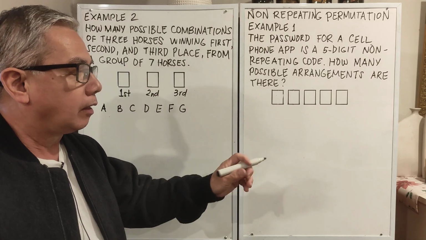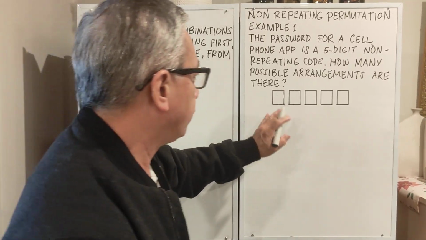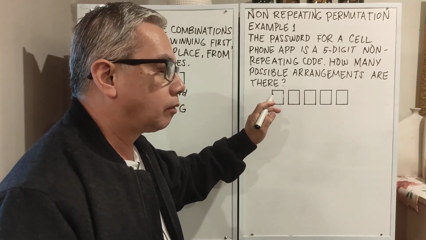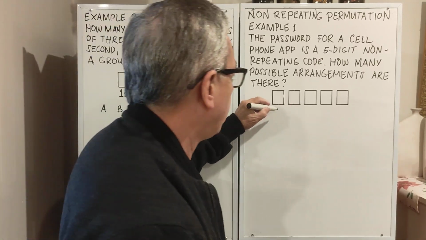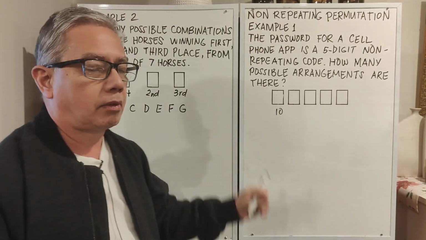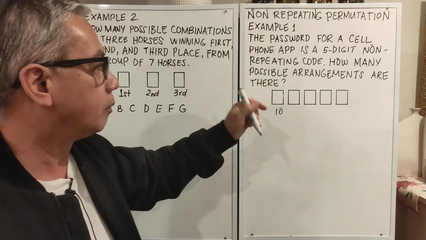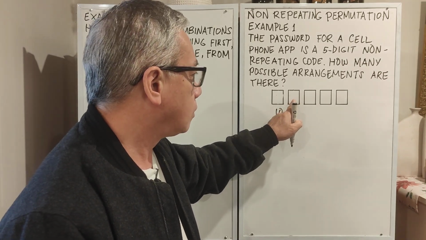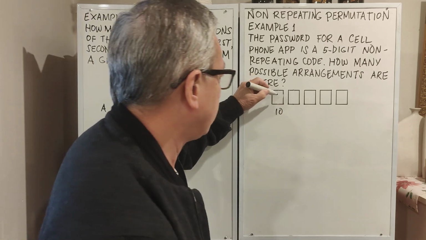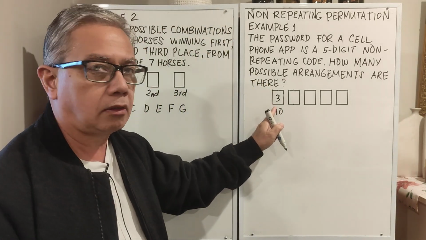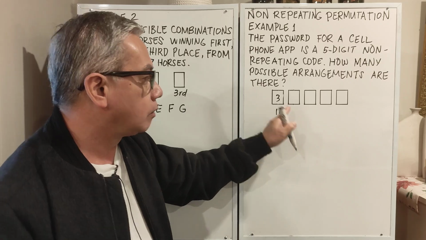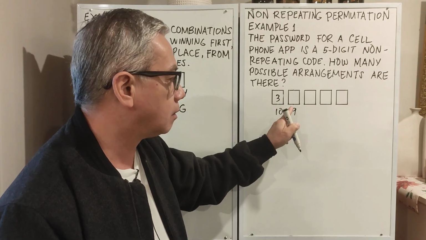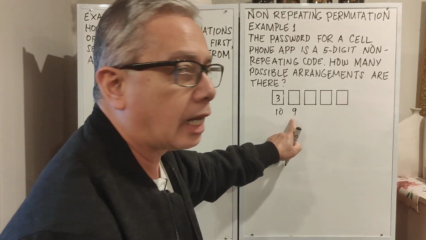If we are limited to numbers, on the first slot we can only use from 0 to 9, so that's 10 possible choices. It can be 0 or 1 or 2 or 3 up to 9. Now, for the next slot, if you use a first number, for example 3, on the first slot, we can only use 9 numbers now because you have already used 3 and you cannot repeat 3 for the second slot. So for the second slot, it's only 9.